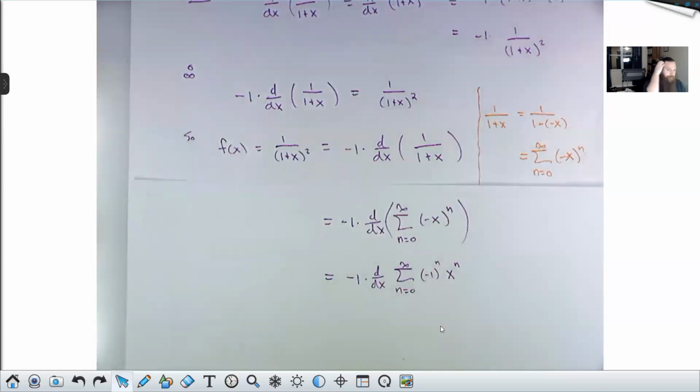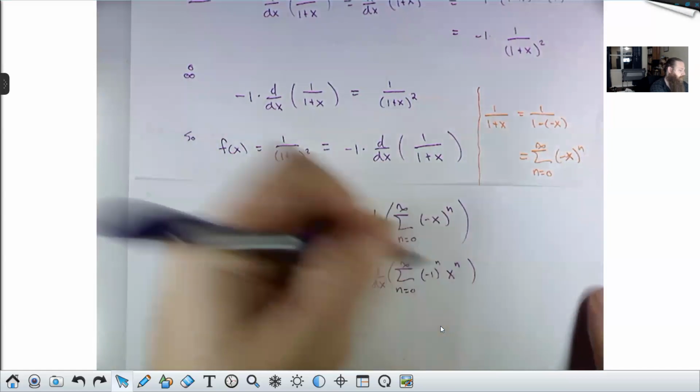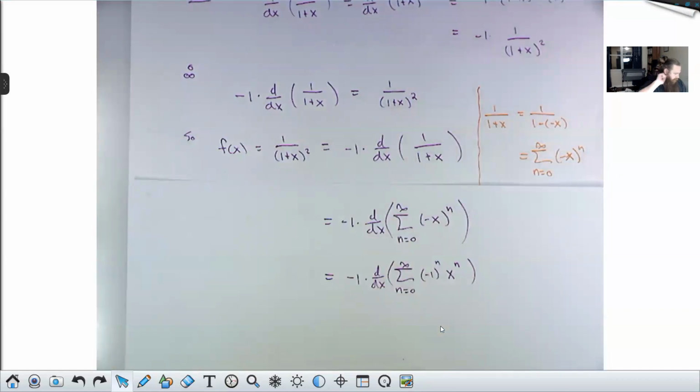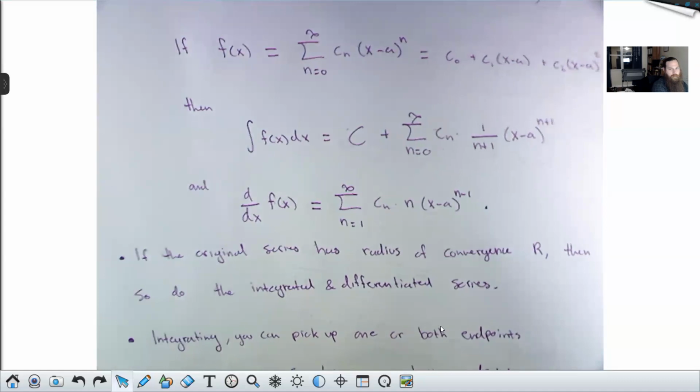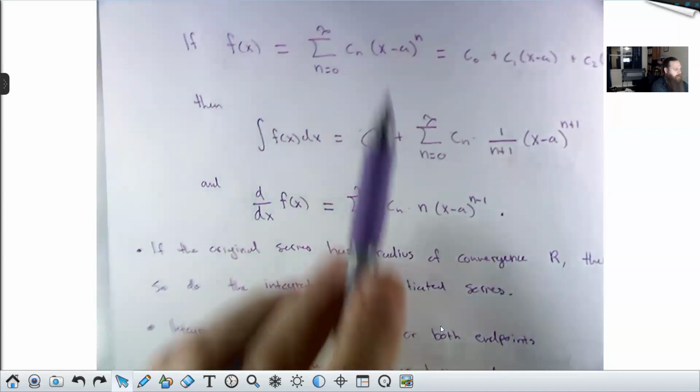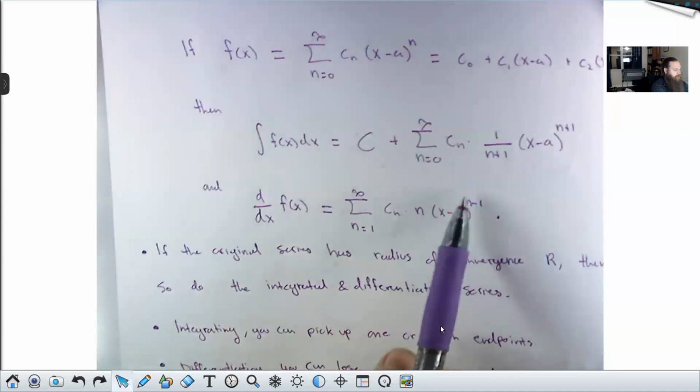You can still write your parens if you want. You don't need them for this. Now my differentiation theorem says, okay, you want to differentiate this function? Just differentiate the x pieces.